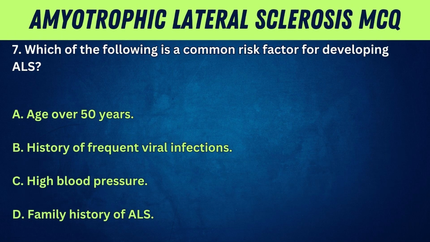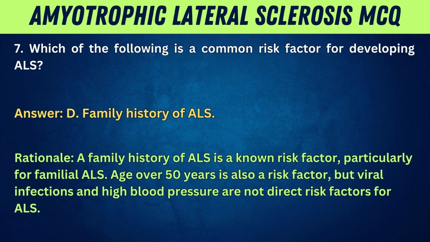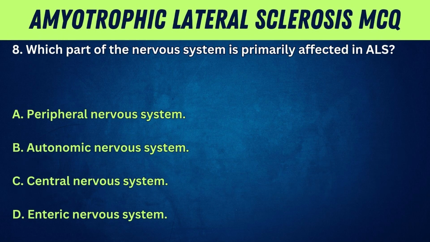7. Which of the following is a common risk factor for developing ALS? A. Age over 50 years. B. History of frequent viral infections. C. High blood pressure. D. Family history of ALS. Answer: D. Family history of ALS. Rationale: a family history of ALS is a known risk factor, particularly for familial ALS. Age over 50 years is also a risk factor, but viral infections and high blood pressure are not direct risk factors for ALS.